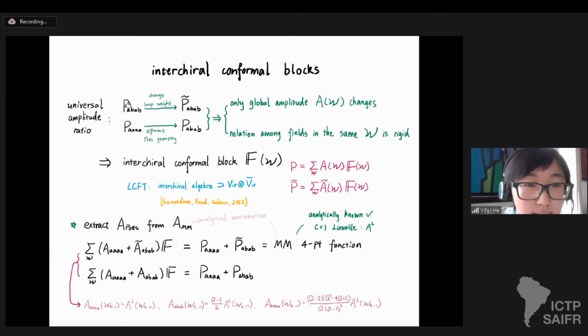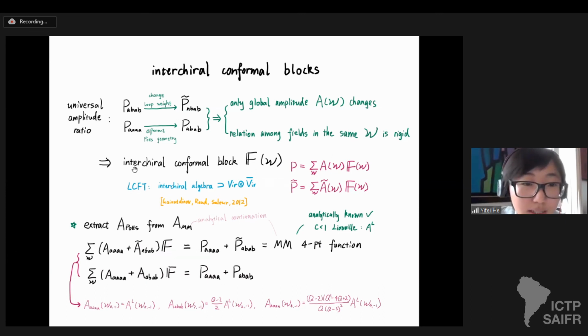Suppose we compare two different quantities. One is this Potts probability, P ABAB, and the other one is this pseudo probability, P tilde ABAB. These two quantities are related on the lattice by a change of the loop weight. Or if we compare two different Potts probabilities, PAAAA and PABAB, for example, which have different cluster configurations, then in such comparison, only a global amplitude associated with the entire affine Temperley-Lieb module changes, and the relation between different fields in the same module does not change.